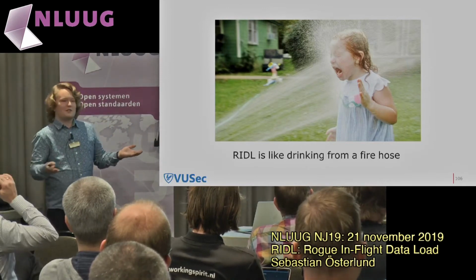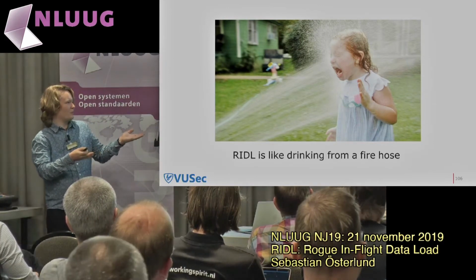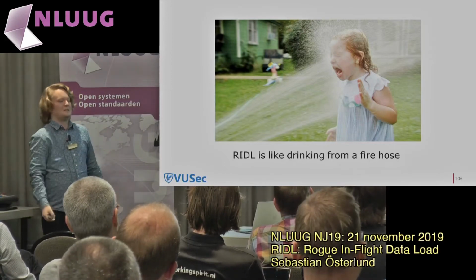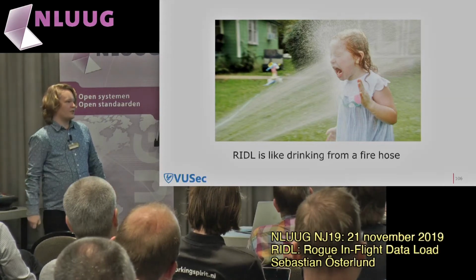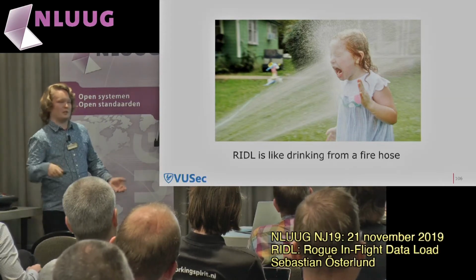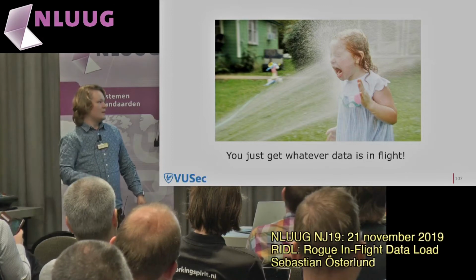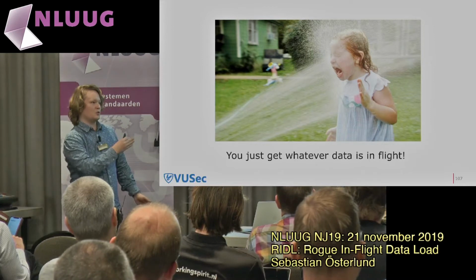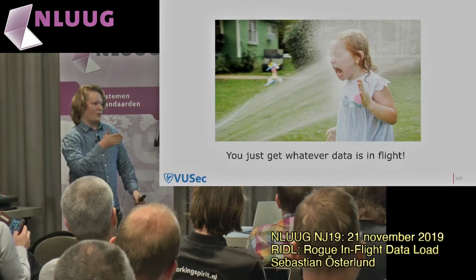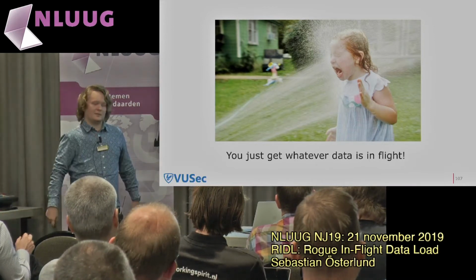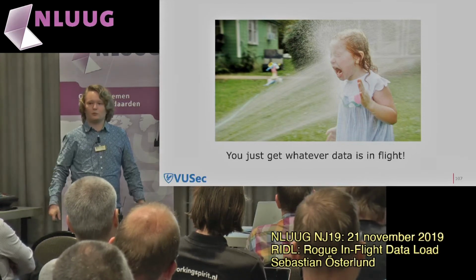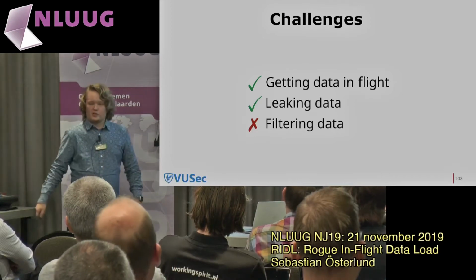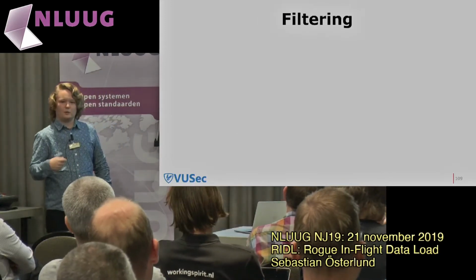I think Herbert Bos came up with this: it's like drinking from a fire hose. You get all this data that is basically garbage, so it's hard to distinguish what you actually want to leak from other garbage data. You get whatever is in flight on the CPU. You can consider this like snooping on a telephone line: you have to know the exact time when the data is in flight to get something useful out of it. So we have to do some post-processing on the data to actually get what we want to steal.